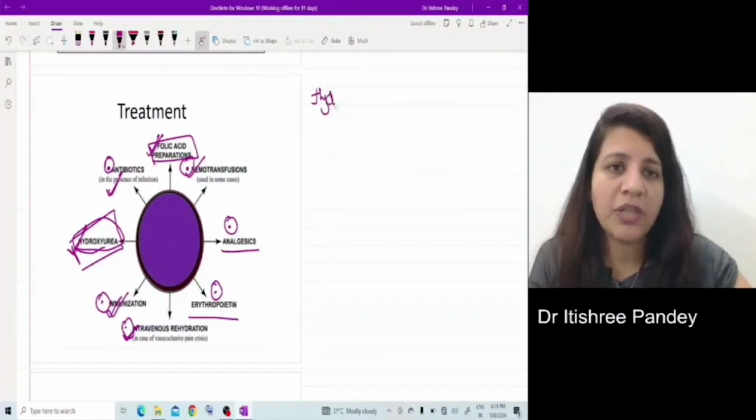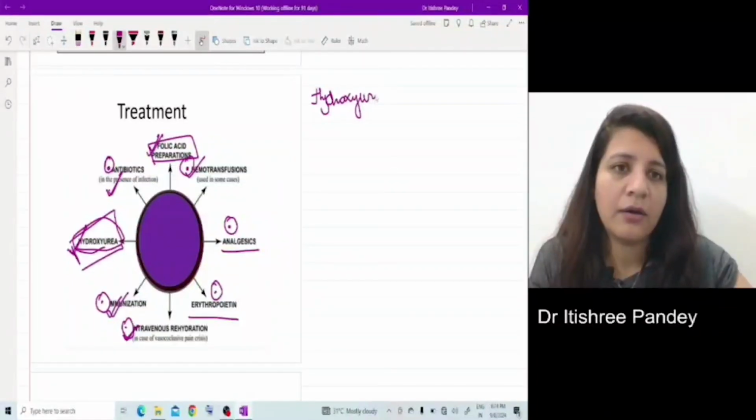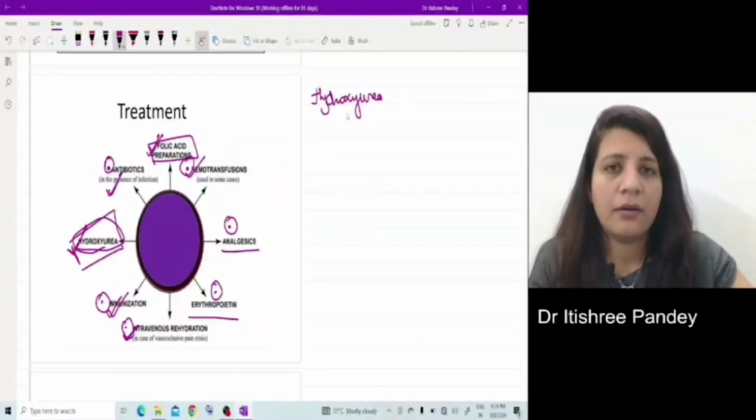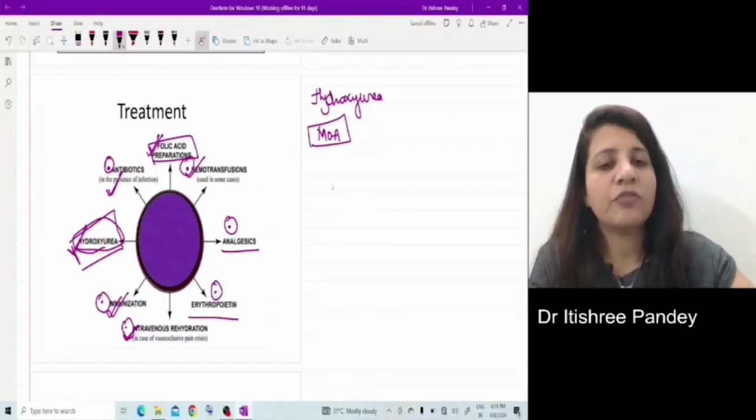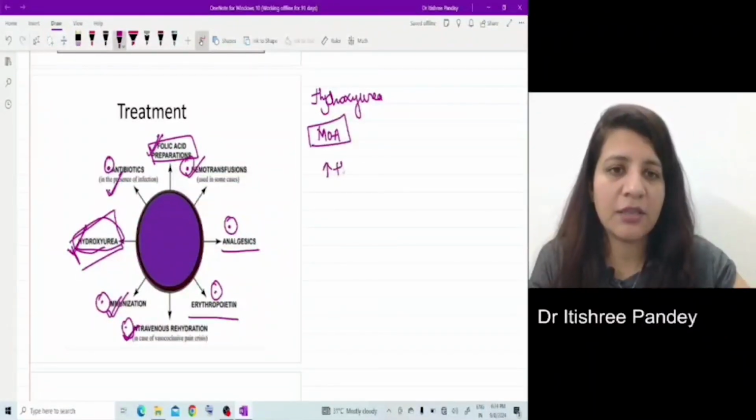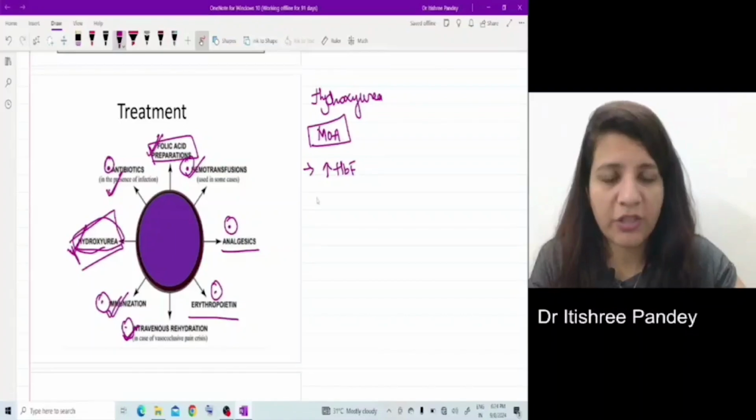So how is hydroxyurea effective in sickle cell disease? Looking at the mechanism of action of hydroxyurea, firstly it increases the synthesis of hemoglobin F. The more the hemoglobin F, the less sickled hemoglobin will be present in the body, and hence there will be more oxygenated hemoglobin in the blood.